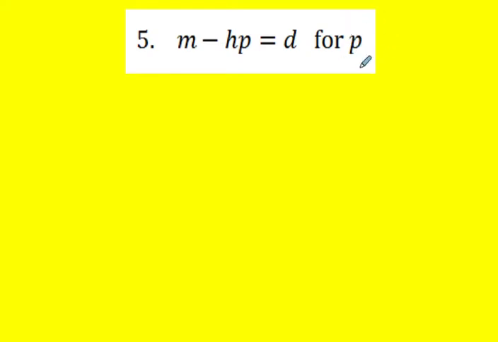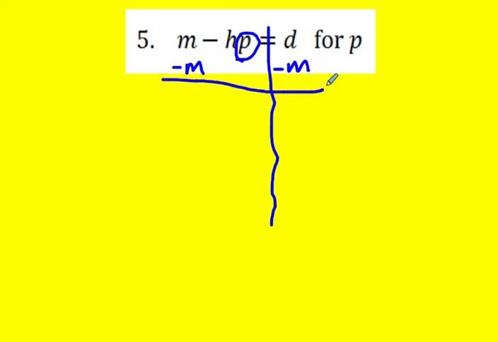In this one, notice that I'm being asked to solve for p. Here's our p that I'm being asked to solve for. So anything that's held on by addition or subtraction needs to go first. So I see that I have this m over here. The m is positive, so to get rid of it, I'm going to subtract m on both sides. So the m's on the left-hand side are going to cancel. So that means that I am left with negative hp equals d and m are not like terms, so they will not combine. So just d minus m.